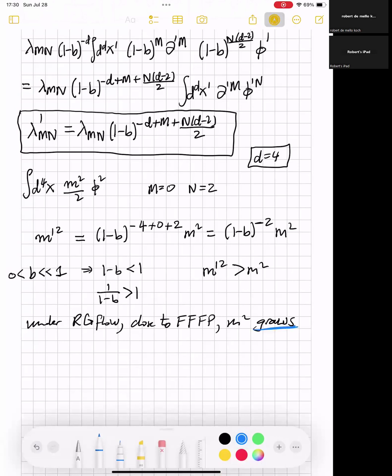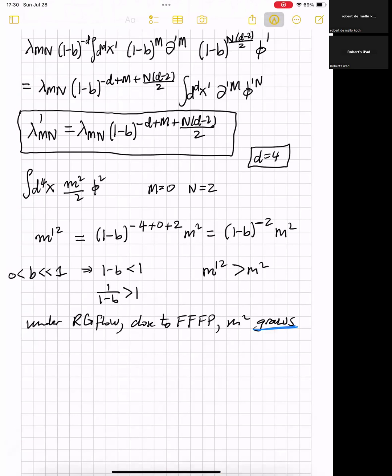Whenever a coupling grows, we refer to that term in the action as a relevant operator. Okay? So the operator in this case would be phi squared in 4 dimensions. So phi squared in d equal to 4 is a relevant operator. As you keep repeating these steps, the coefficient in front of phi squared will keep growing, and this term will get bigger and bigger and bigger. Great. So you've seen one example of how things change under the RG flow. Let's now do a few more examples.